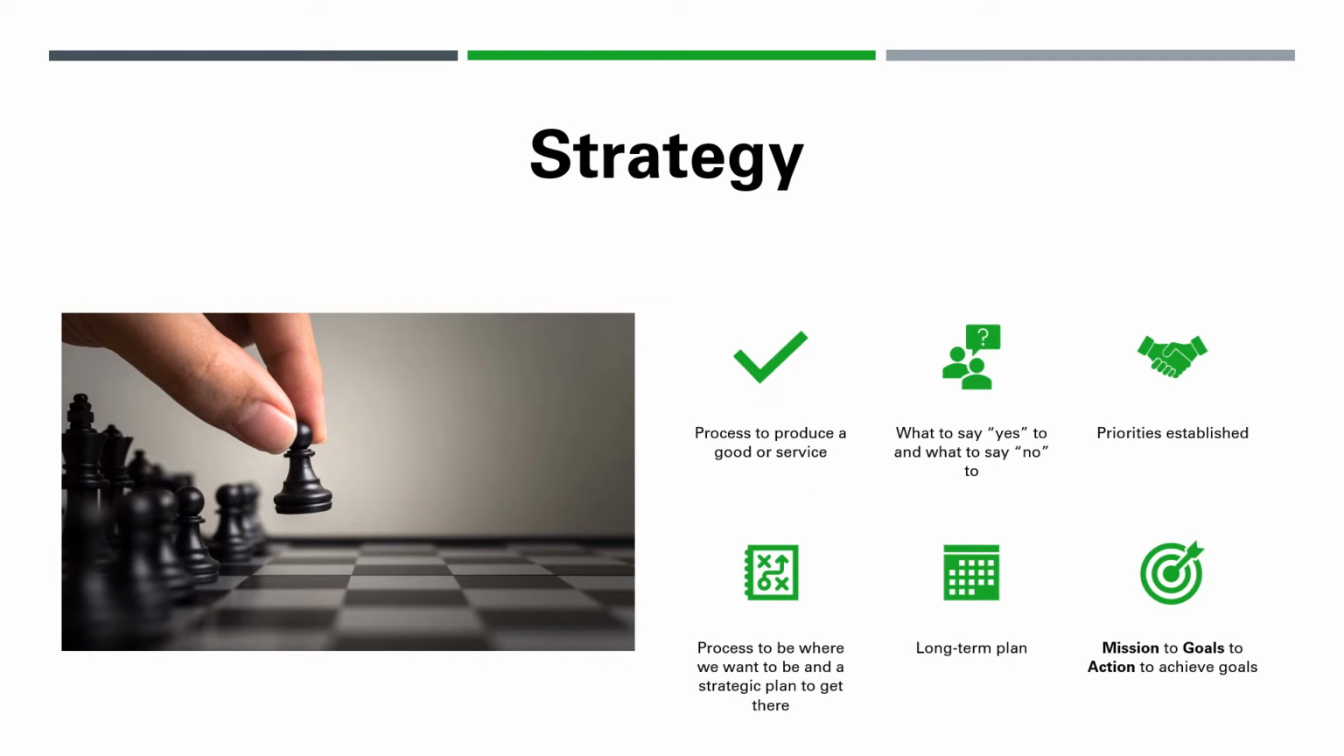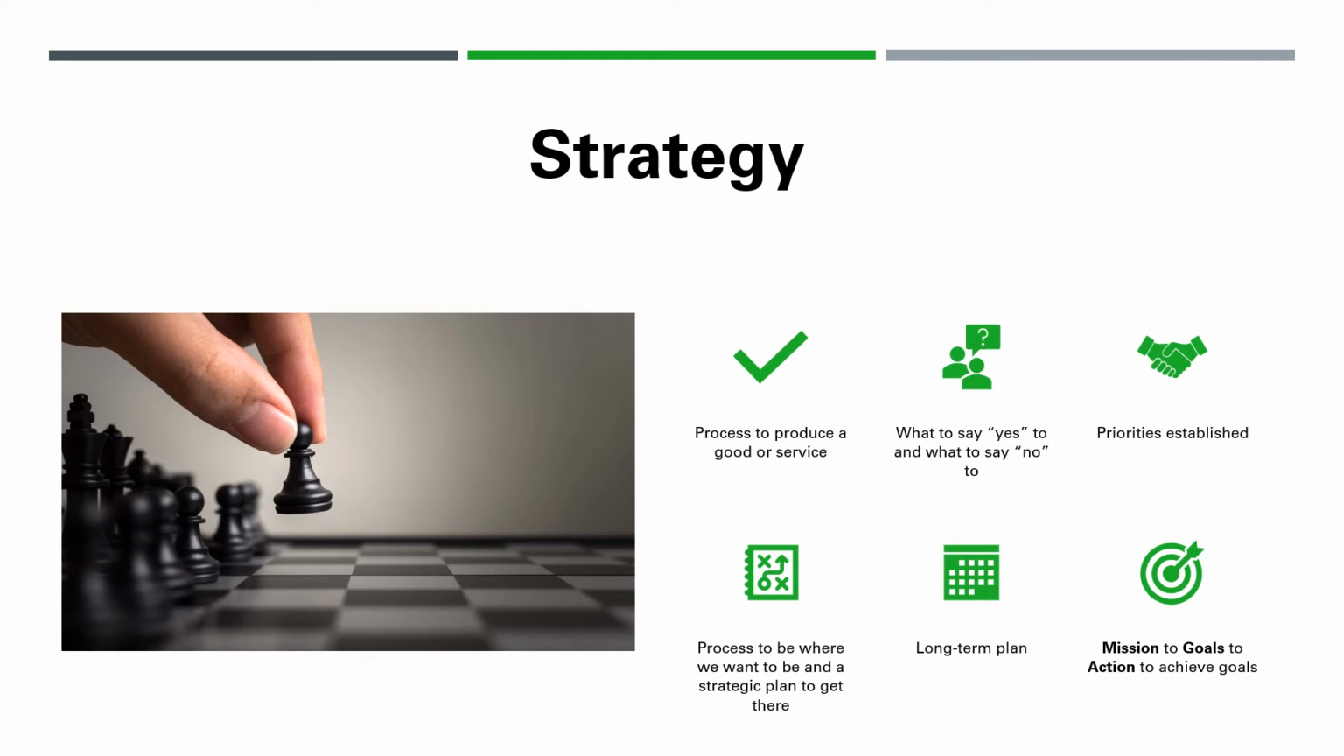How are you going to achieve what you said you were going to achieve? So your strategy should define the process to produce that good and service. What is the process you're going to take? What to say yes to and what to say no to. A lot of times nonprofits will take any money that foundations, government, or any outside funding source would give, and they'll say, we'll do it, just to make sure their nonprofit is receiving funds.